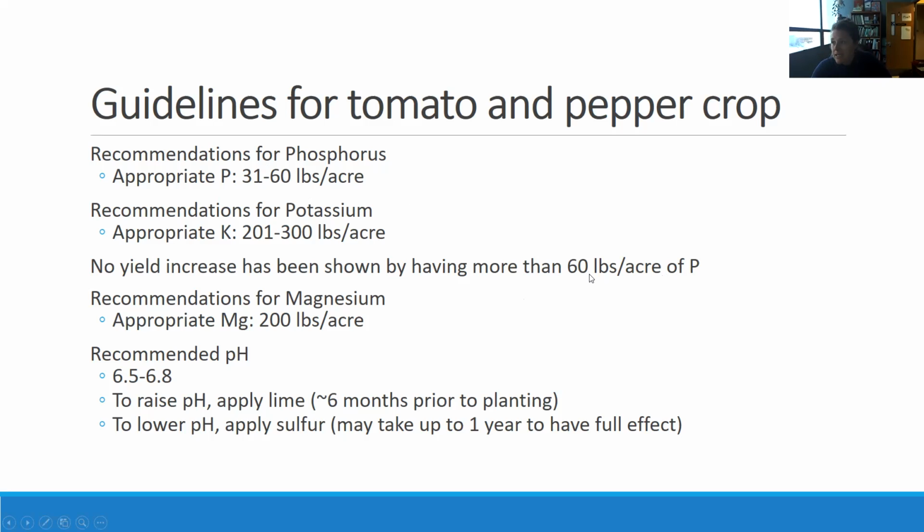and that is not going to help you beyond 60 pounds. You are not going to see a yield increase. You are not going to see a benefit. And in fact, you may complicate your system even more. So pay attention to that.